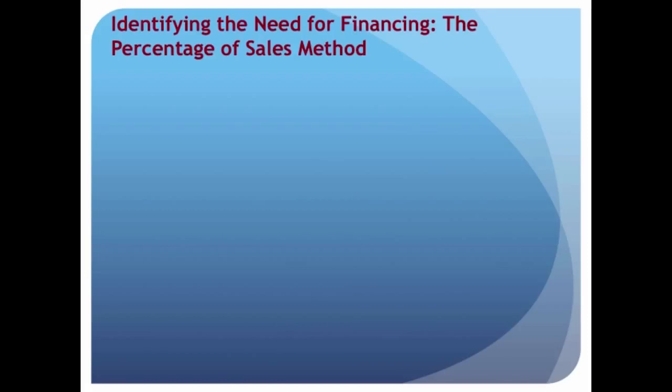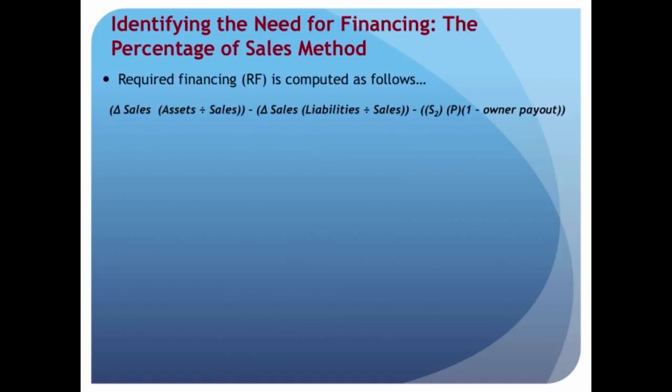The percentage of sales method may also be used to determine the need and level of new financing. The formula for this approach is the change in sales times total assets divided by sales, minus the change in sales times total liabilities divided by sales, minus forecasted sales, S sub 2, times P times 1 minus the owner payout. This is where the change in sales is the sales forecast minus actual sales from the income statement.